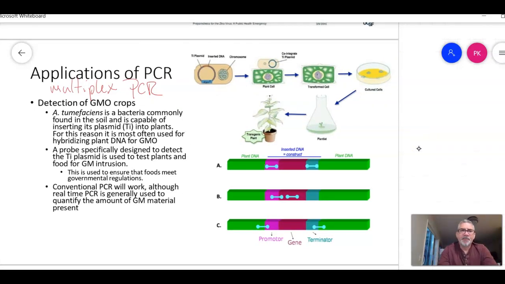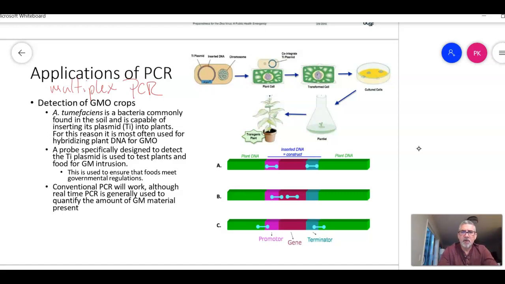So there are a number of different ones: we have Bt, Bacillus thuringiensis, we have Ti, which is A. tumefaciens, common bacteria that are able to insert their plasmids into plants. So we use those to insert genes of interest, right? So if you look at here, these bacteria are common to plant communities.